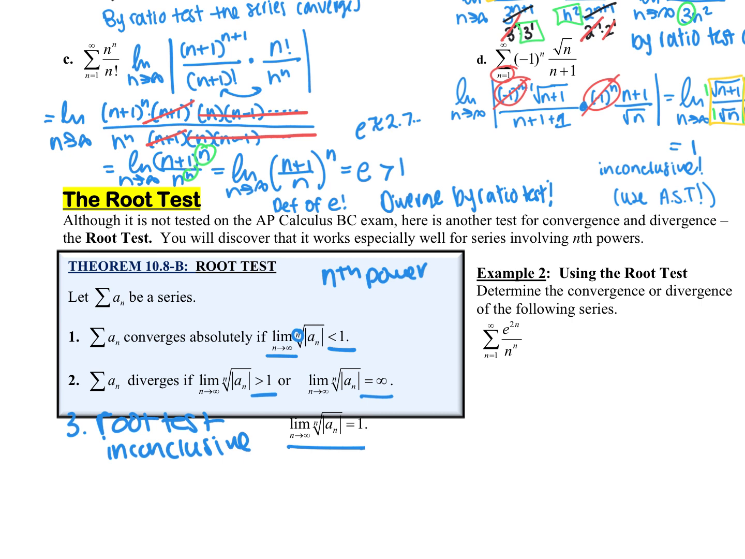So same conclusions as the ratio test, we're just now doing the limit as n approaches infinity of the nth root. So if you look at this series right here, both are raised to the nth power, so this would be a great opportunity to use the root test. But let's actually first rewrite this in a slightly different way as e squared to the n over n to the n, because this is the same thing where you multiply your exponents together. And then even further, we'll go ahead and just rewrite it as e squared over n all to the nth power, since both the top and the bottom are raised to the nth power. So this would be a time to use the root test.